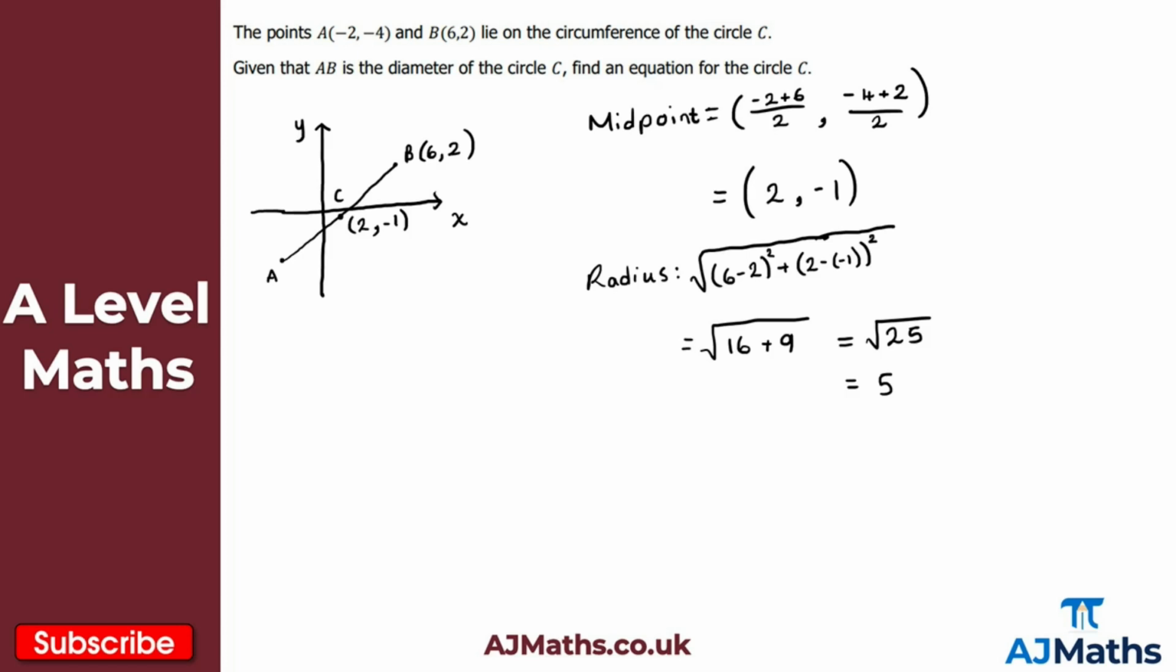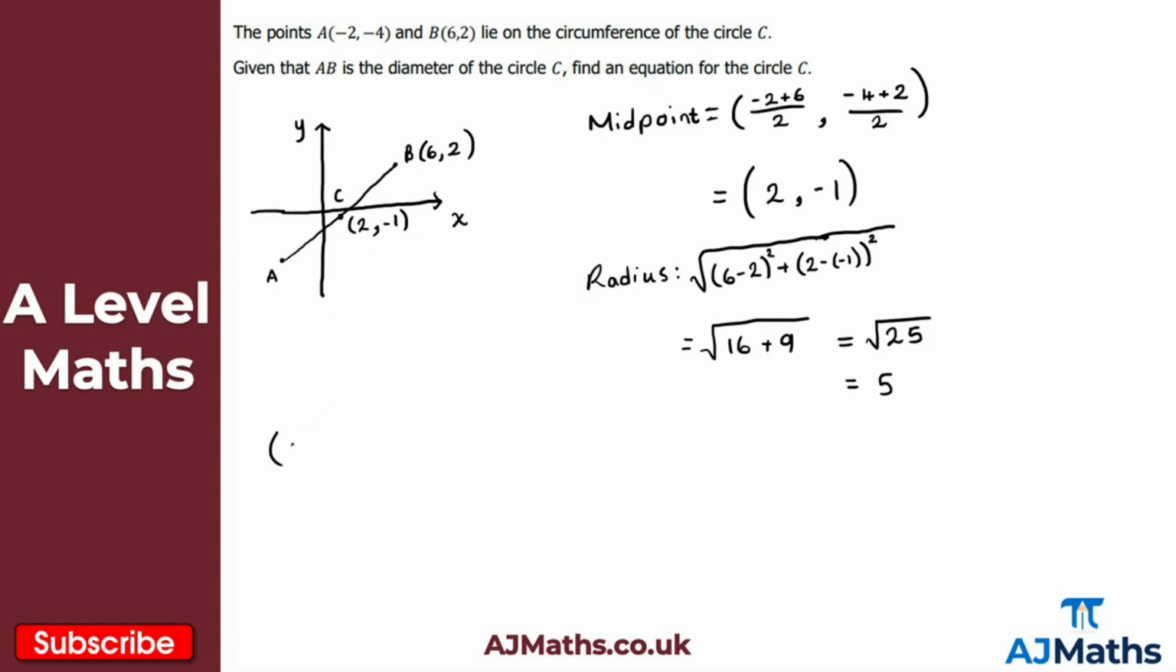So in that case, we need to put all of this together now and we can form the equation for the circle C. If I present it in the form of (x minus a) all squared plus (y minus b) all squared is equal to r squared, then in that case I'm going to get x. This is my midpoint here, the center of the circle.